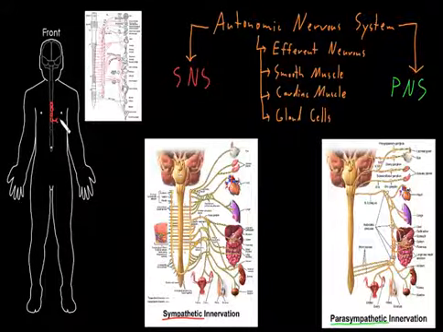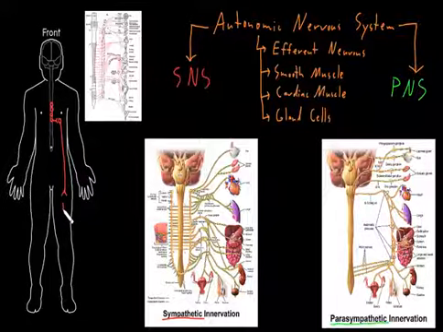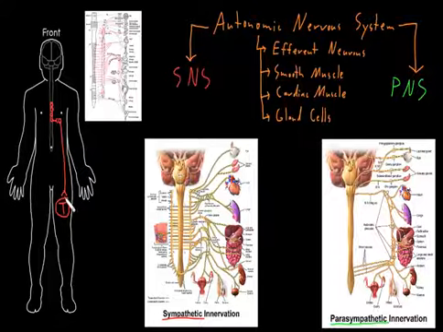And then it's going to synapse with a second neuron in a ganglia close to where the first neuron is. And then the second neuron is going to send the longer axon to reach its target cell. So let me draw a big T to represent some kind of target cell that it's going to synapse on. And this target cell will be a smooth muscle cell, a cardiac muscle cell, or a gland cell.